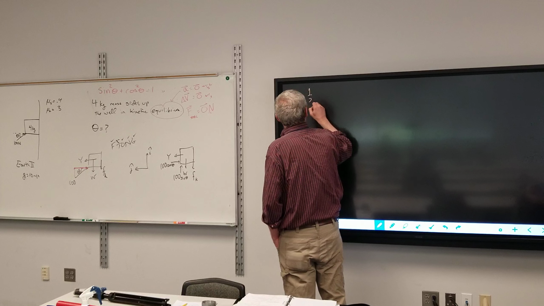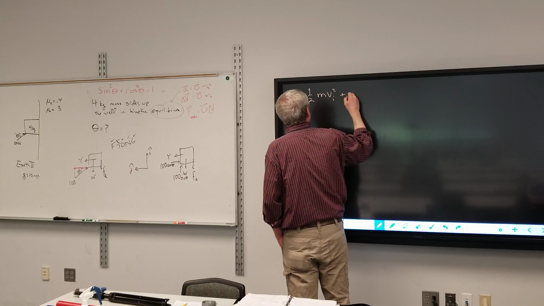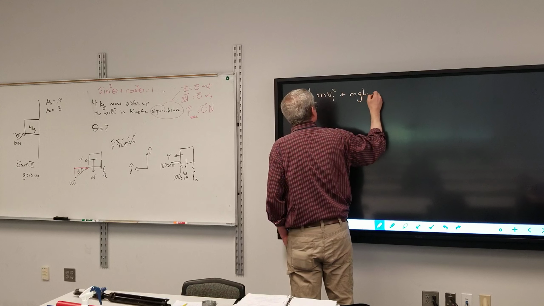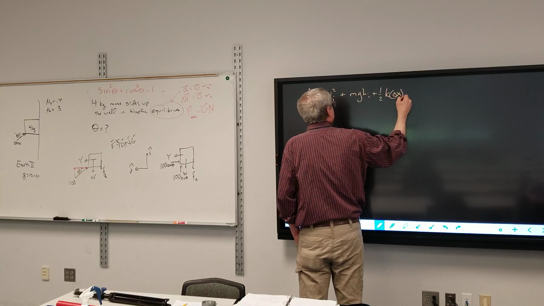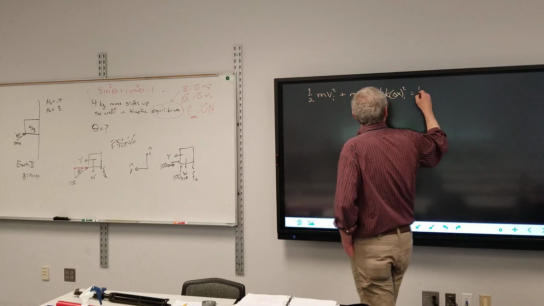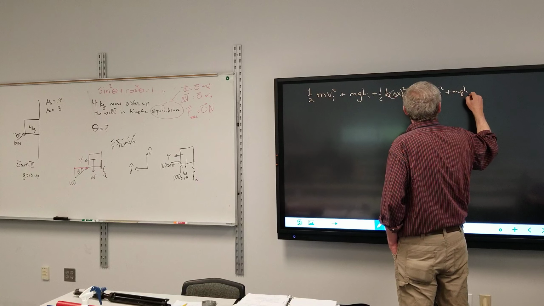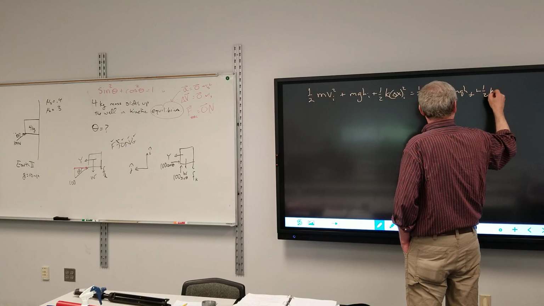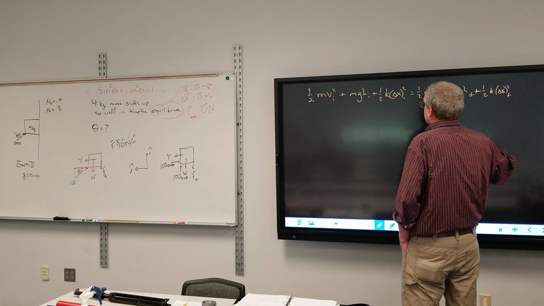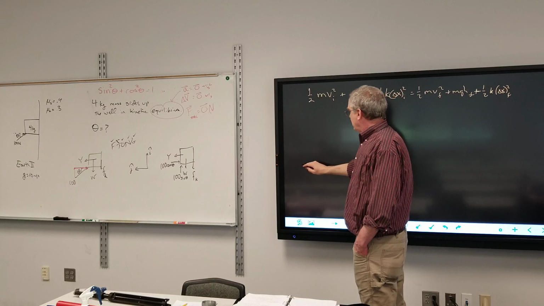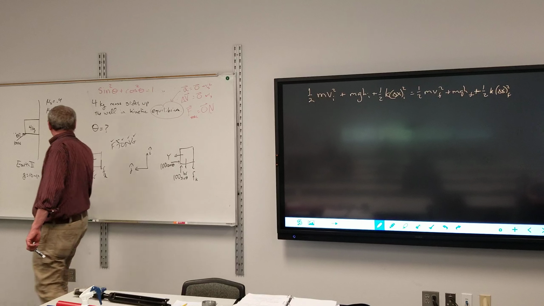So I have 1/2 mv initial squared plus mgh initial plus 1/2 k delta x initial squared equals 1/2 mv final squared plus mgh final plus 1/2 k delta x final squared. And so we'll use the board over here. Let me draw the picture so it's a little bit more permanent.